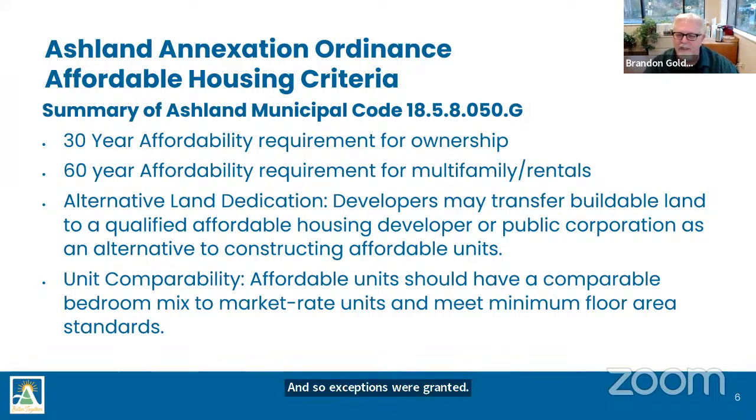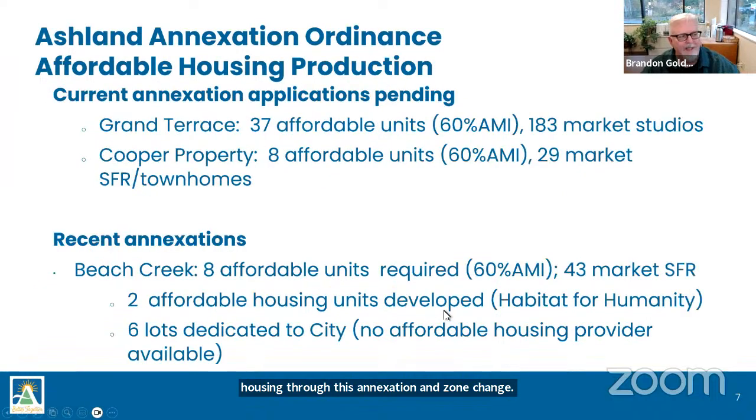But I think this has merit because we do largely small projects in Ashland. We do total number of housing units, probably 50 a year. And we've been fortunate over the last decade to have about 10% of our total housing production be affordable housing through this annexation and zone change requirement. And I wanted to give just a couple examples. 2 are pending right now.